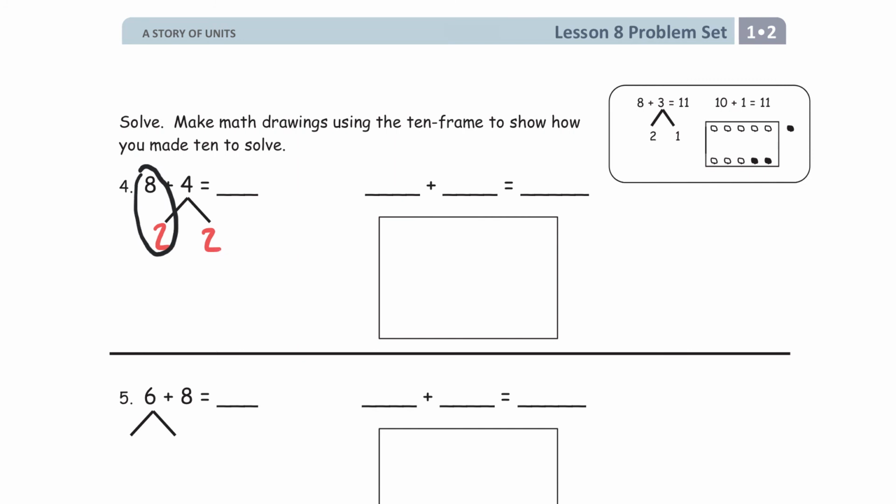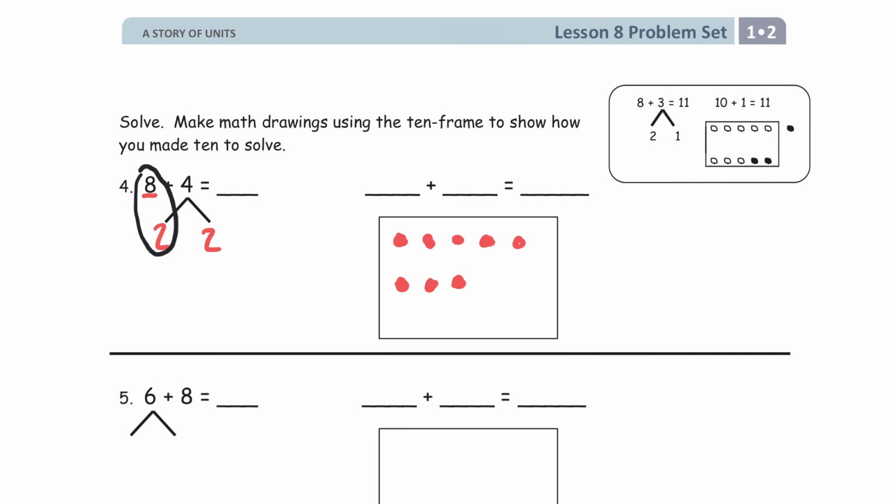And what they want us to do now is draw that out in this box right here with dots. So I'm going to start out with, I'm going to underline my 8 in red because that's going to be my dots here. 1, 2, 3, 4, 5, 6, 7, 8. Now, I know I have to add 2 more onto this to make it a group of 10. And here's my 4, so I have to add 2 from that.